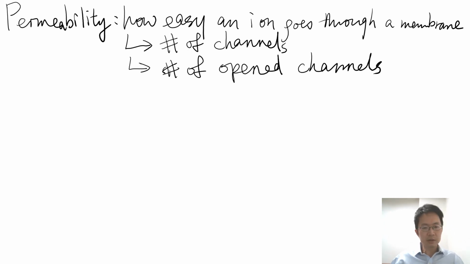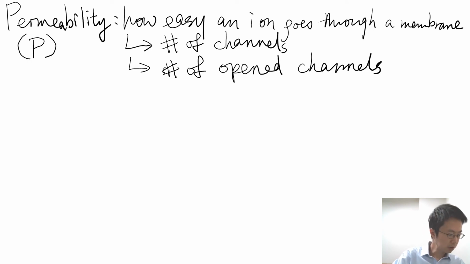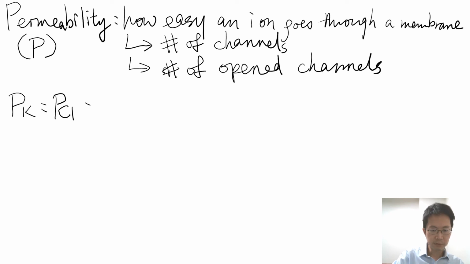Okay, take a guess. What is the permeability of the three ions? The symbol for permeability is basically capital P. So the permeability of potassium versus the permeability of chloride versus the permeability of sodium. Take a guess.